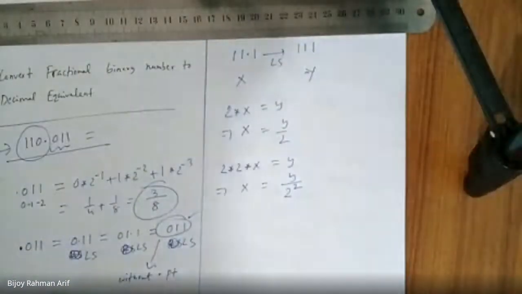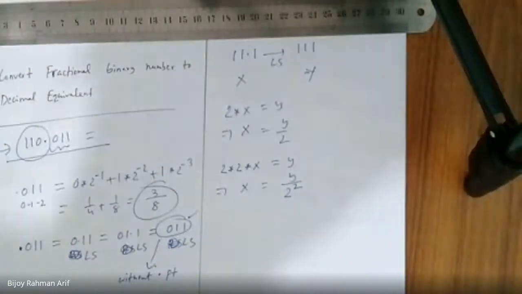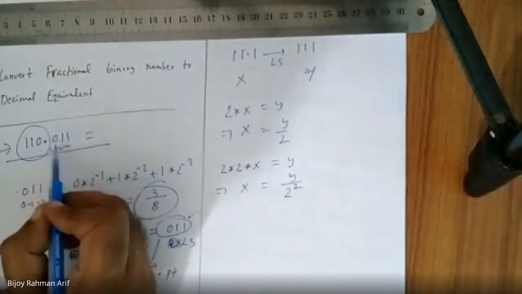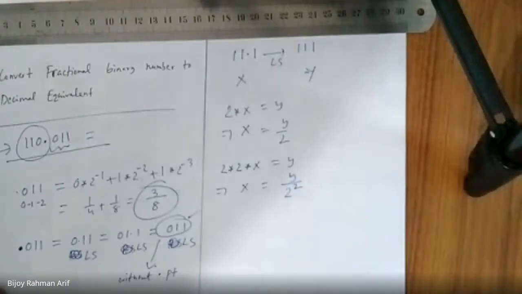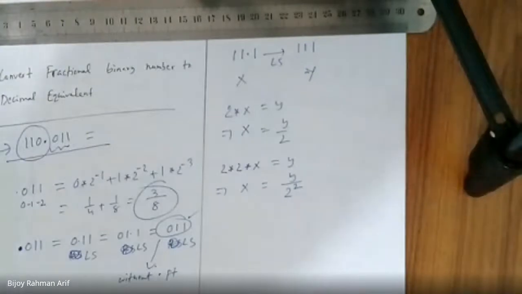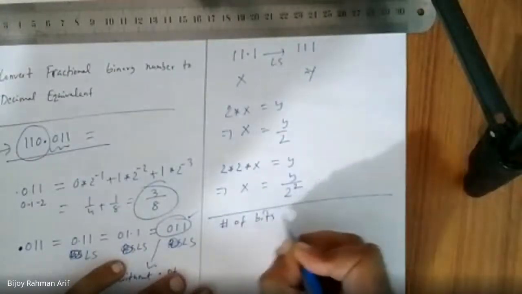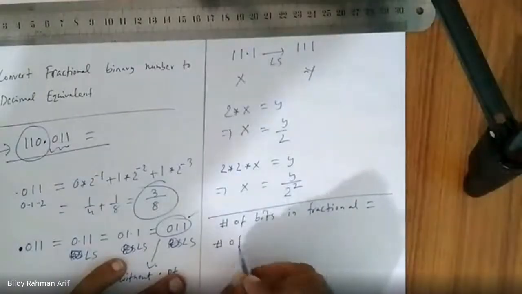Now, if we want to get rid of this decimal point, how many left shifts do you have to do? If you want to make the fractional part a pure integer, how many? 3 left shifts. Then how can you get this number? The number of bits in the fractional part. Do you agree with me or not? Yes, sir. It is equal to the number of left shifts.